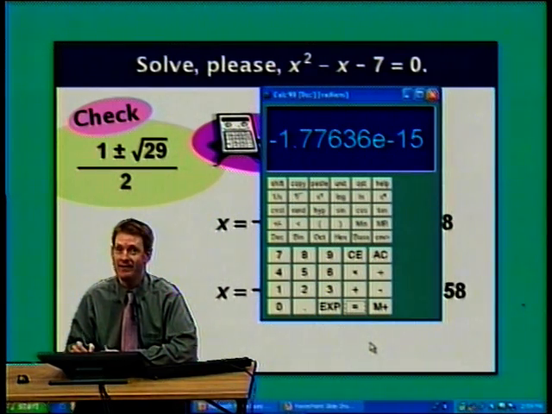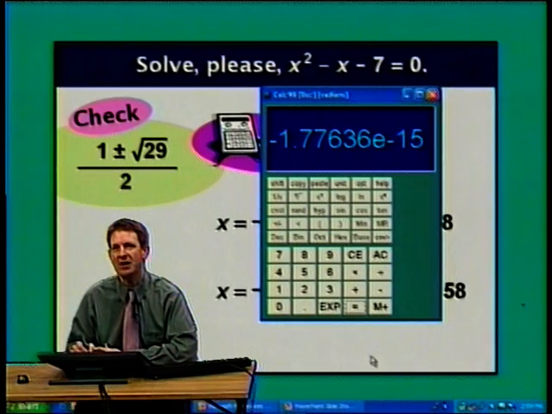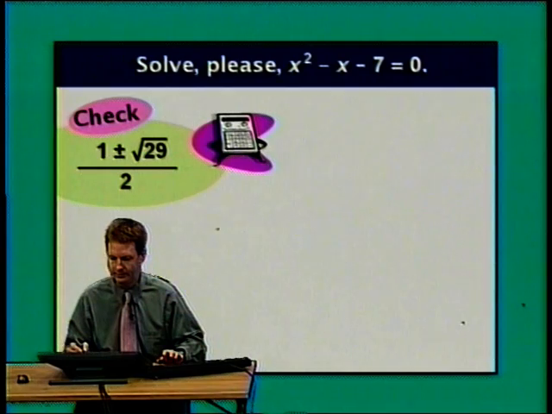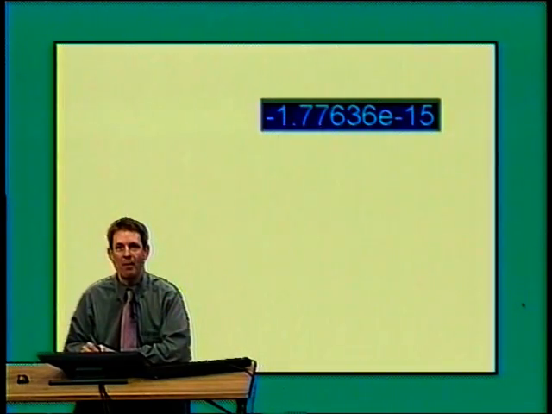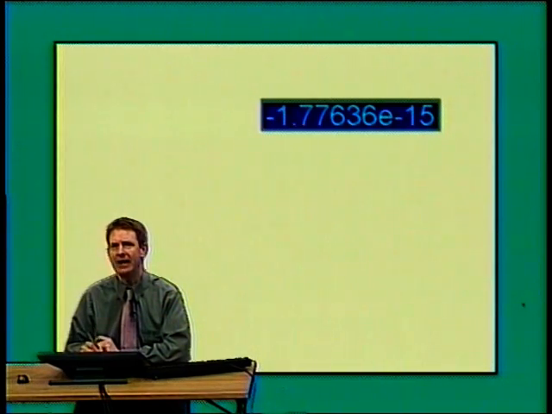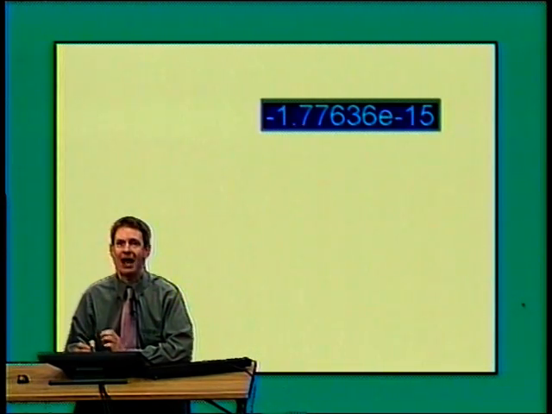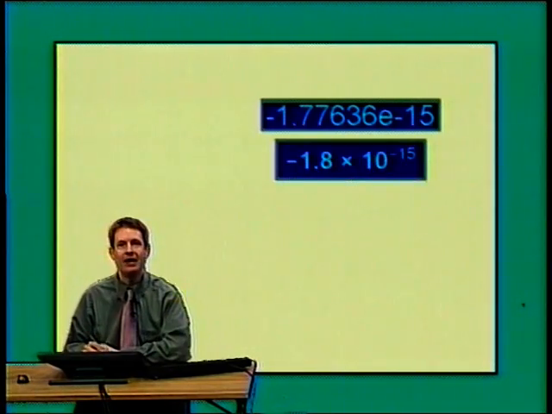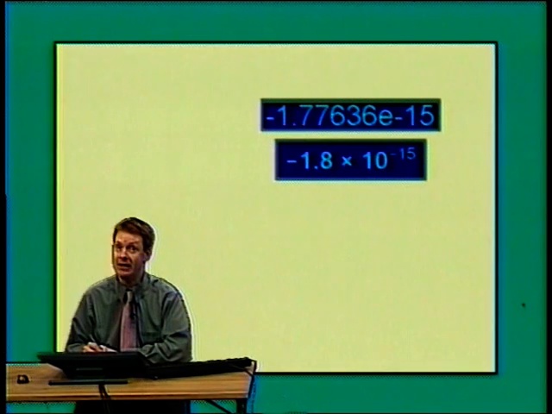1.77636 e minus 15. Well, let's remember something we talked about when we were doing scientific notation. Negative 1.77637 e negative 15 is calculator speak for scientific notation, and we can interpret that e negative 15 as times 10 to the negative 15th power. So approximating the negative 1.77 business as negative 1.8, what the calculator is trying to tell me is negative 1.8 times 10 to the negative 15th.